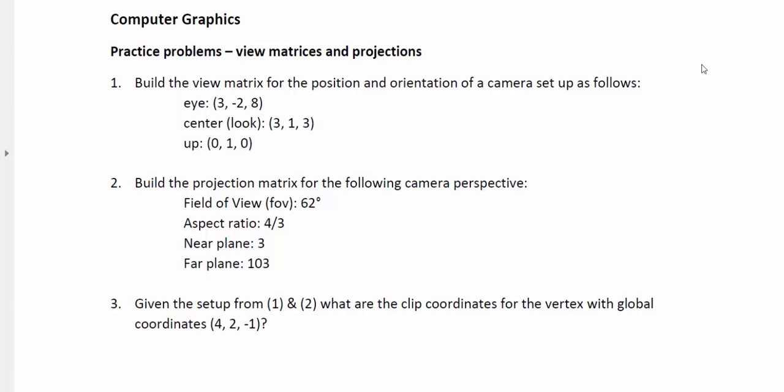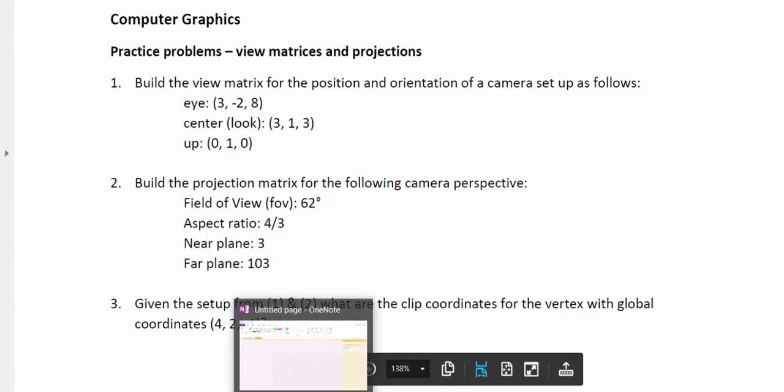Practice problems regarding the camera, both the view matrix and the projection matrix. Let's start just with building these matrices. So first problem here, build the view matrix for the position and orientation of a camera. That is as follows. And then we have this eye, we have the center, which is the point that it looks at, and we have the up vector.